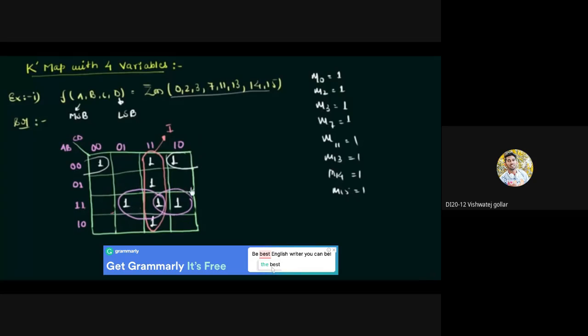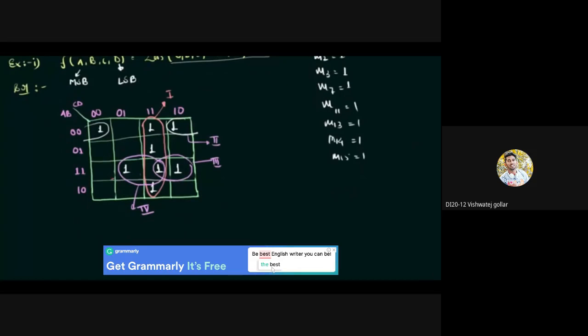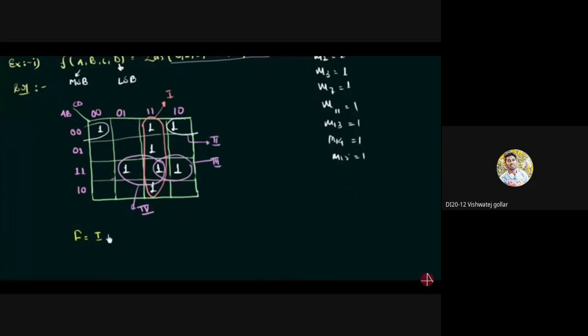Now this time also we will give them names. This is 2, this is 3, this is 4. Now we will write down the function. Function f is equal to the first prime implicant plus the second prime implicant plus the third prime implicant plus the fourth prime implicant.